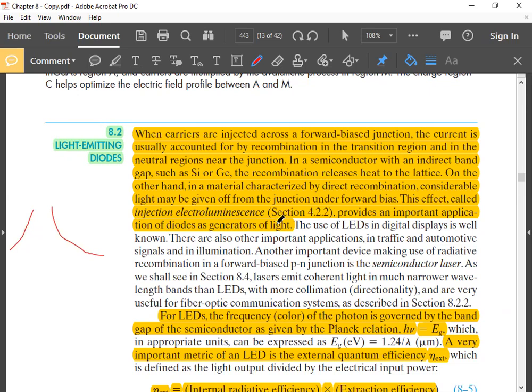So these are just diodes made with direct band gap semiconductors, which you forward bias. There is minority carrier injection from both sides. Those minority carriers recombine, and if the recombination is radiative, you get light. As simple as that.